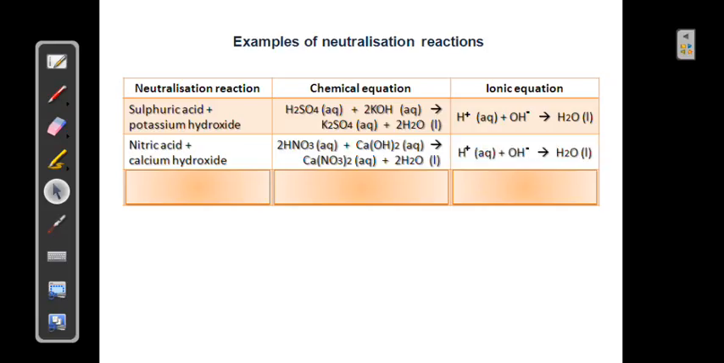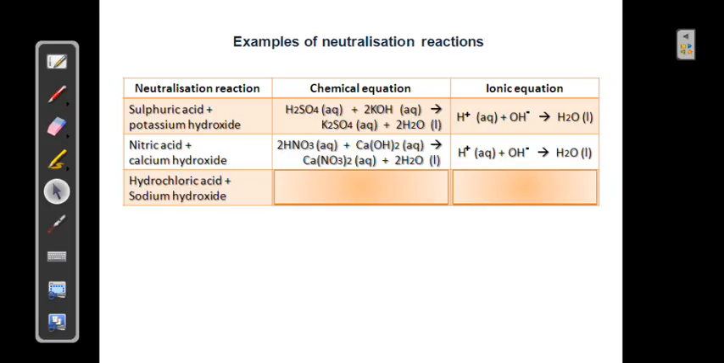And the ionic equation is still the same. The hydrogen ion H plus aqueous plus the hydroxide ion OH negative will always react and produce water, H2O. So nitric acid, when you mix with calcium hydroxide, will react to produce calcium nitrate, two of them, plus 2 H2O.